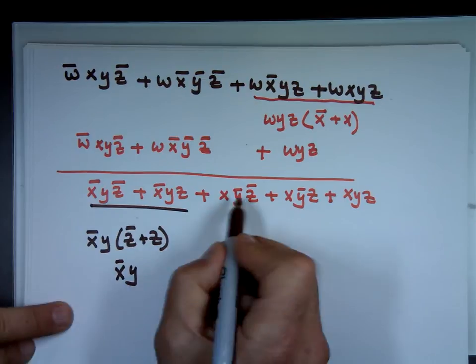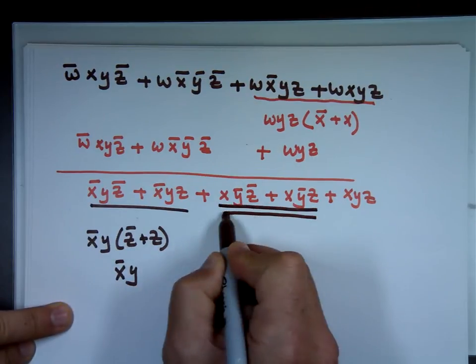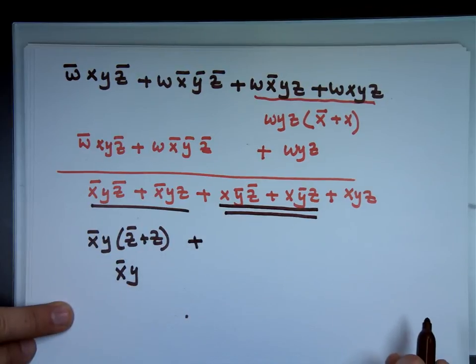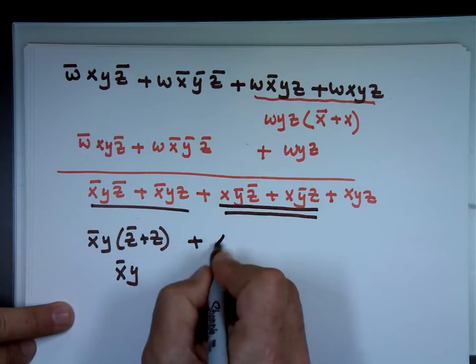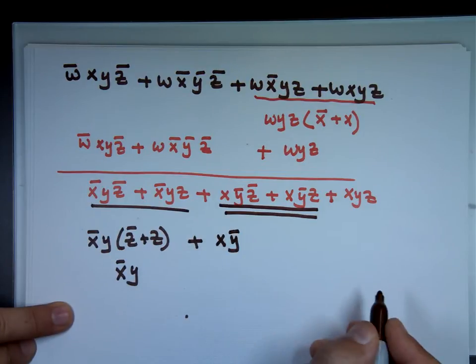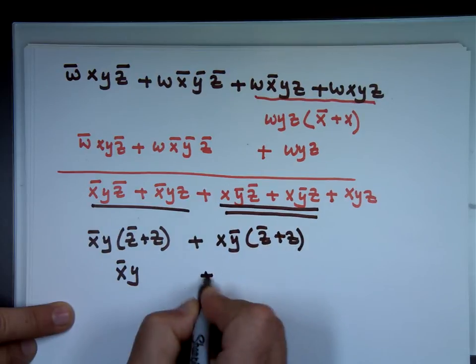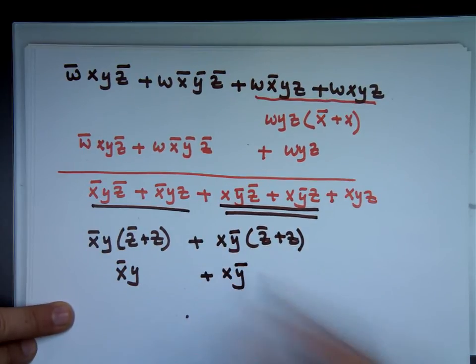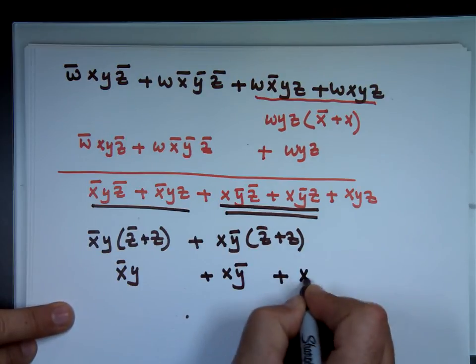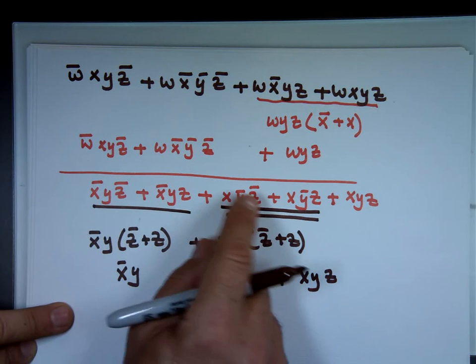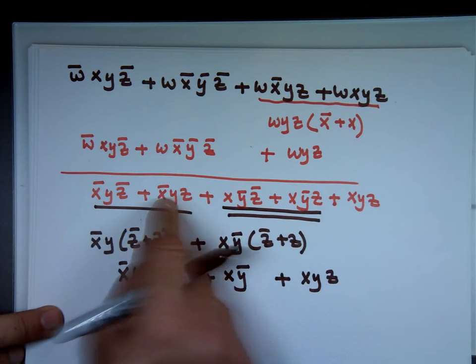Let's look at this group. What do they have in common? It looks like X Y bar, right? Z bar plus Z. What's Z bar plus Z? 1. And the last one is still there. So it was 1, 2, 3, 4, 5 gates with 3 inputs. Now we only have 3 gates.